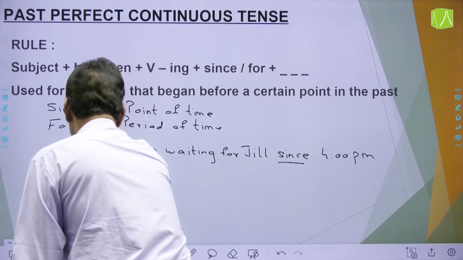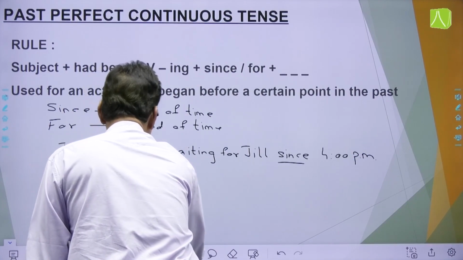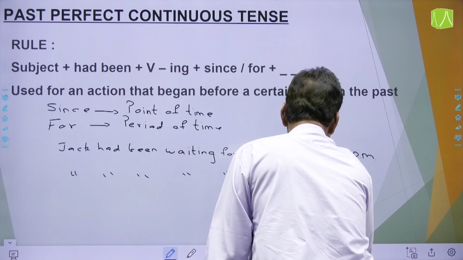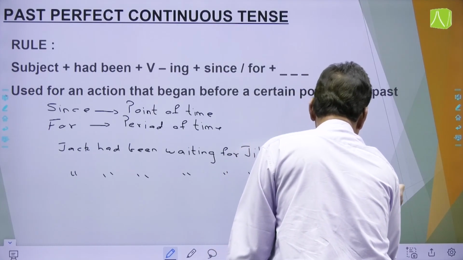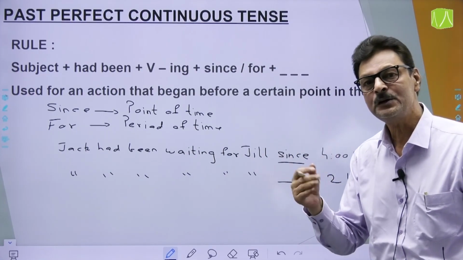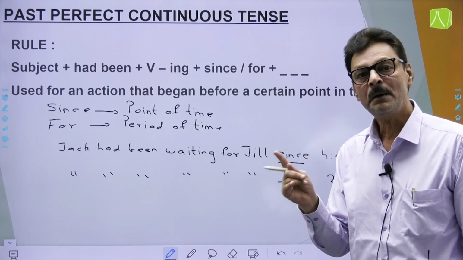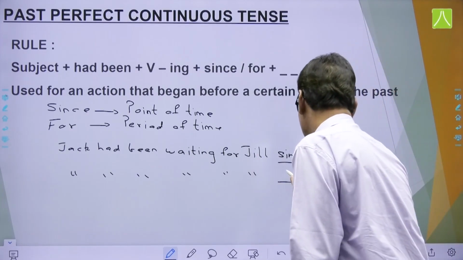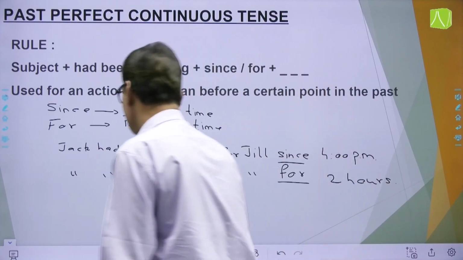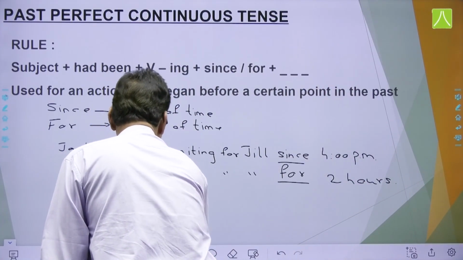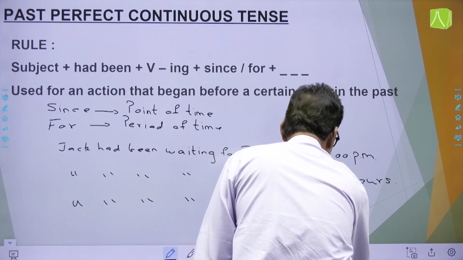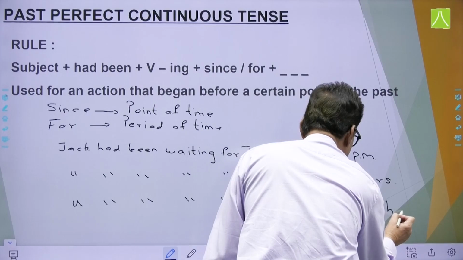Suppose I write the sentence like this: Jack had been waiting for Jill dash 2 hours. So when you talk about 2 hours, 2 hours is not a point of time. We don't know 2 hours from when. So it becomes a period of time, so here we will write for. But now one more important thing: Jack had been waiting for Jill dash last 2 hours.